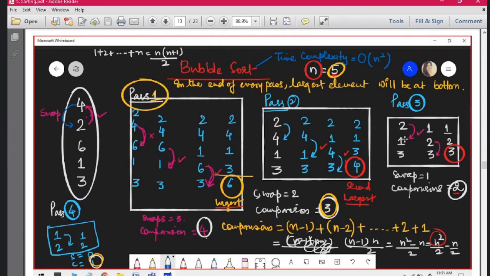So 2 will be compared with 1. 2 is greater than 1, so there will be a swap. That's why I put a tick mark here. So 1 and 2, the elements will be exchanged. Now 2 will be compared with 3. 2 is smaller than 3, so there will be no swap.